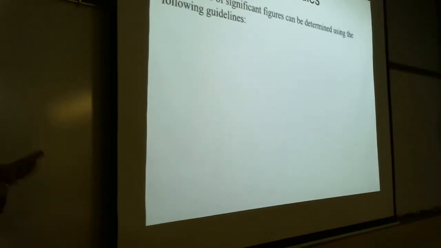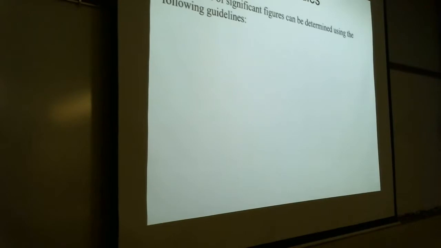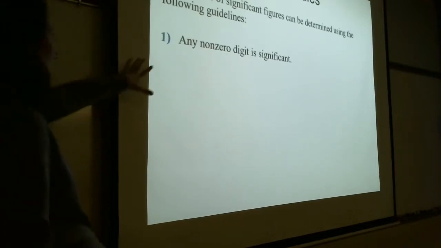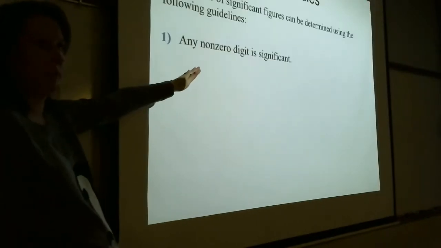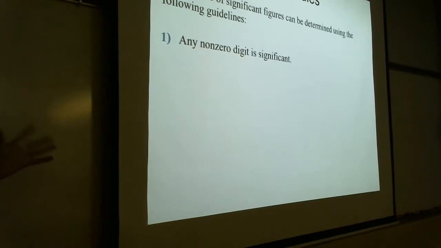Okay, so we need to have rules or guidelines to figure out how many significant figures are in a measurement, right? Because a measurement's accuracy is based on number of sig figs. So we need to know, okay, how many sig figs are in my measurement? So any digit that is not a zero, so 1 through 9, if it is a value 1 through 9, it is significant. If it's a zero, that's where the rules get a little bit fishy. But if it is a non-zero digit, it's significant, it counts, quote unquote. So any number 1 through 9 that is not zero, by default, is a significant digit.